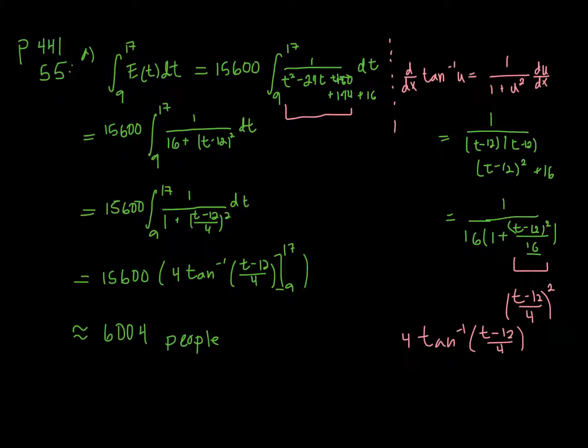So this gives me the inverse tangent of (t minus 12) over 4 times 4, and I'm going to evaluate that at 17 and at 9 and subtract. Then I'm going to multiply by the 15,600. Use your calculator here to evaluate at 17 and at 9, and that will give me approximately 6,004 people that have entered the park up until 5 p.m.